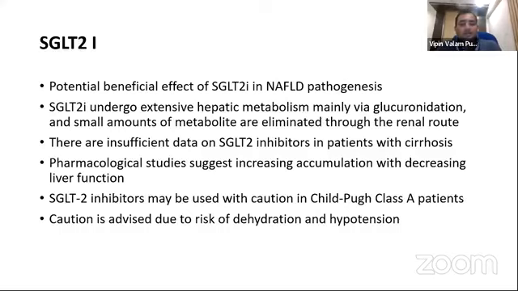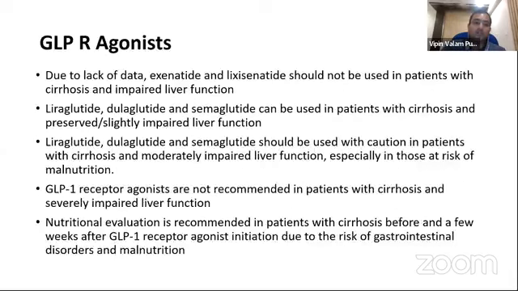As the liver dysfunction increases, there is an accumulation of these agents, so they should be avoided in patients with Child B as well as C. There is also a risk of dehydration and hypotension, so they should not be used in patients who have decompensation.